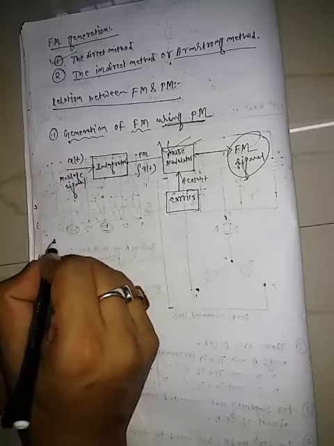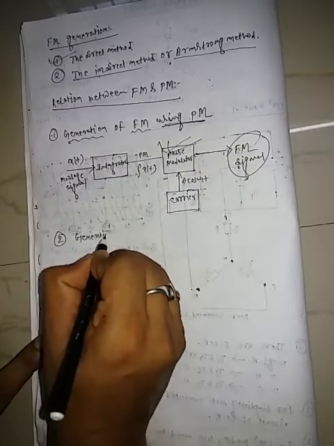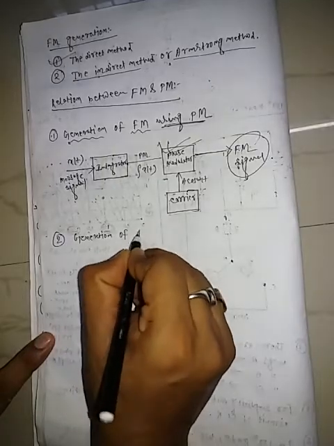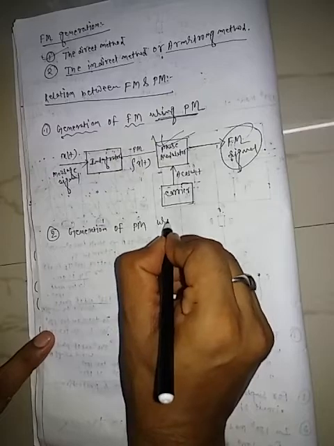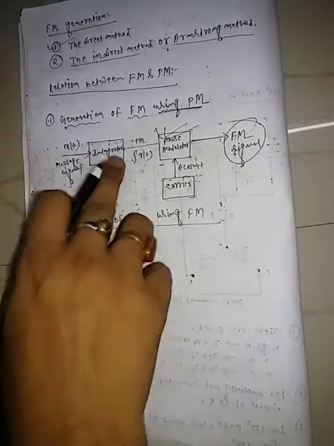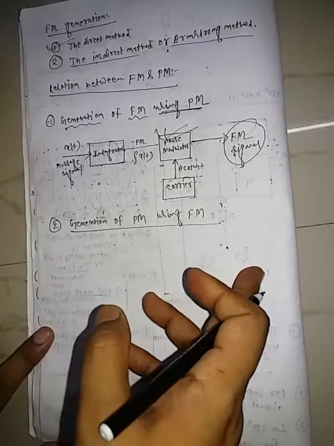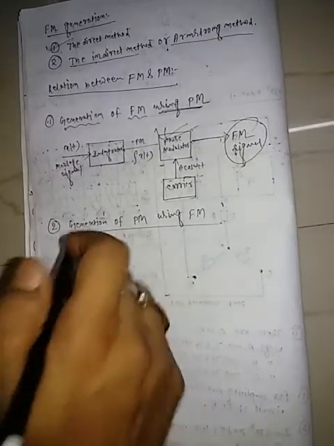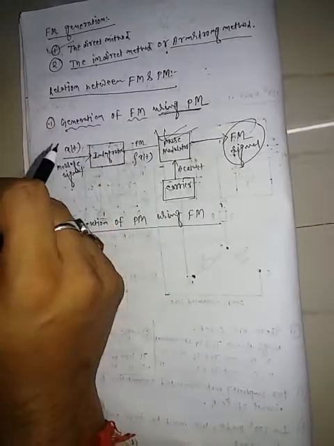So next, generation of PM. Opposite, generation of PM using FM. This output is FM using PM. Here the output is PM using FM. Here we integrate when the FM signal is generated.